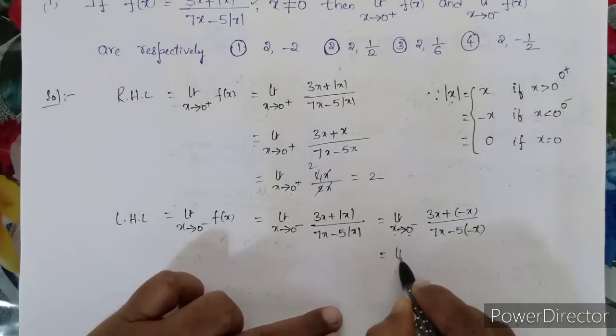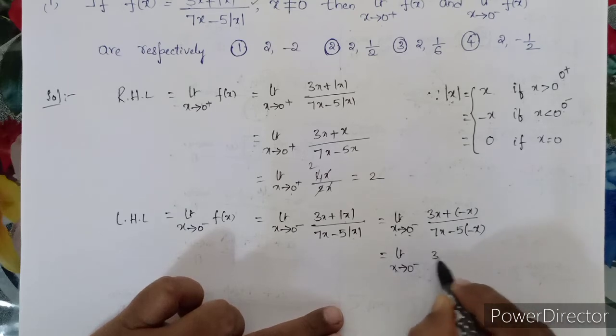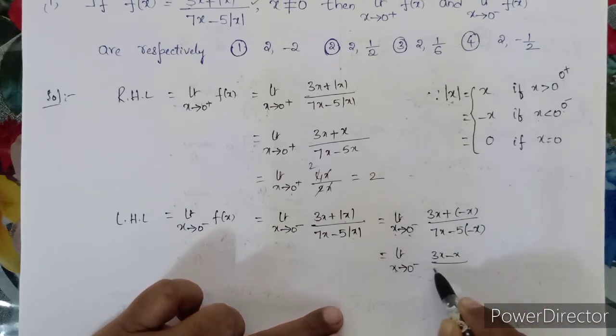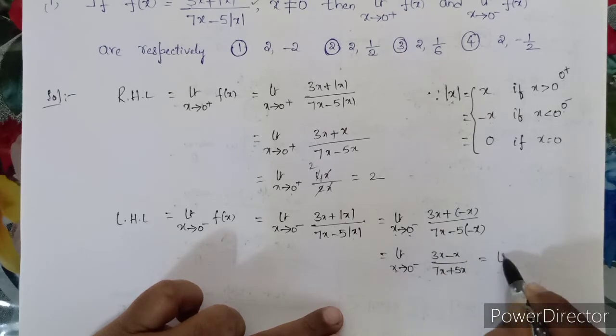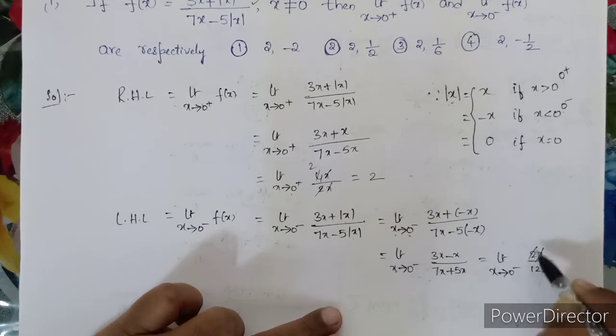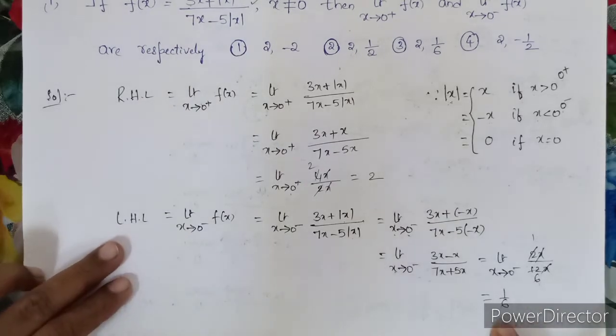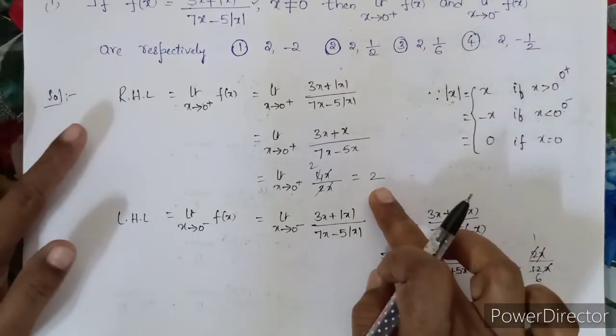Limit x tends to 0 minus 3x minus x by 7x plus 5x. Now this is equal to limit x tends to 0 minus 2x by 12x, cancel x, and we also cancel 2. Limit of constant is constant, so we got left-handed limit 1 by 6, right-handed limit is 2.